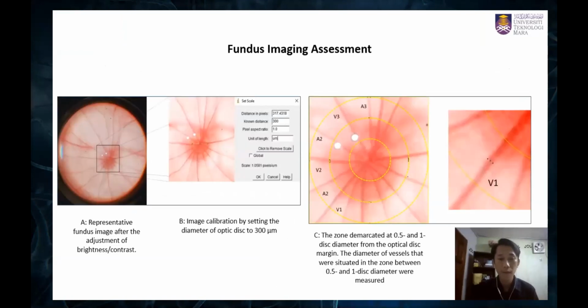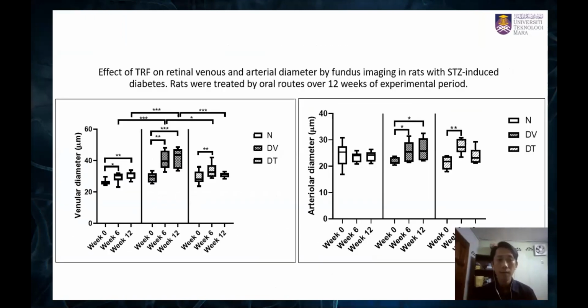For the fundus image assessment, we do adjustment first for brightness and contrast, followed by image calibration and selection of the zone near to the optical disc margin, and finally we do the assessment of the diameter. Moving on to the vessel diameter, retinal venous diameter was increased in N, DV, and DT at week 6 and 12, significantly compared to the week 0. Larger retinal venous diameter was observed in DV compared to N at week 6 and 12 significantly. However, smaller retinal venous diameter was observed in DT compared to DV at week 6 and 12.